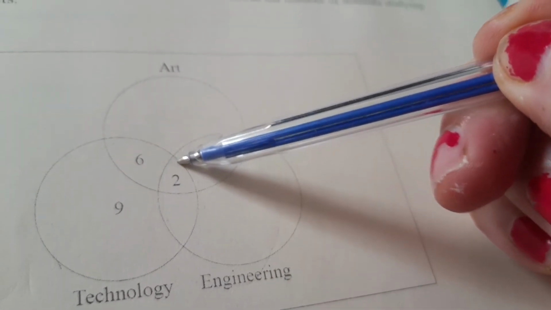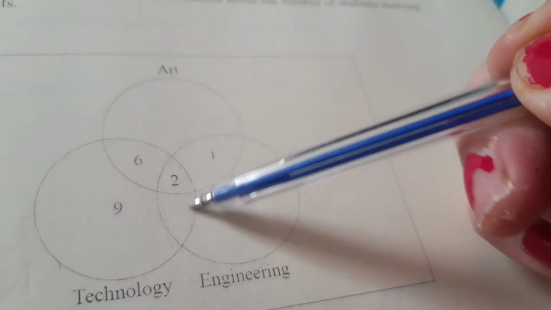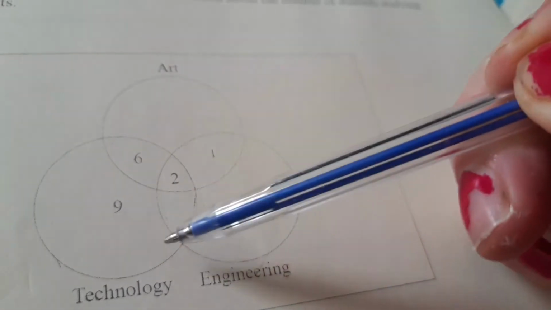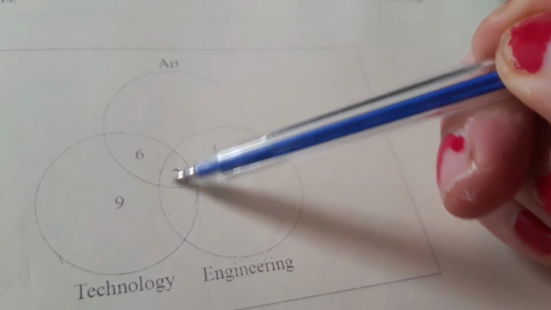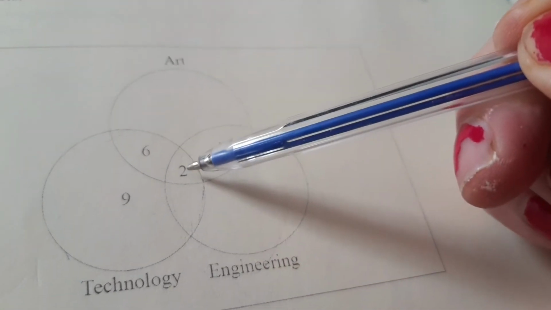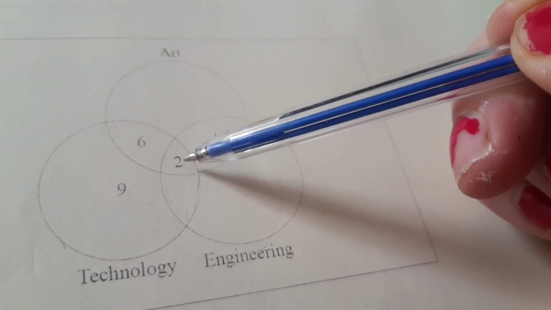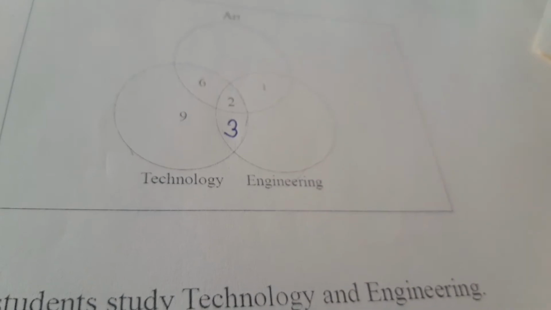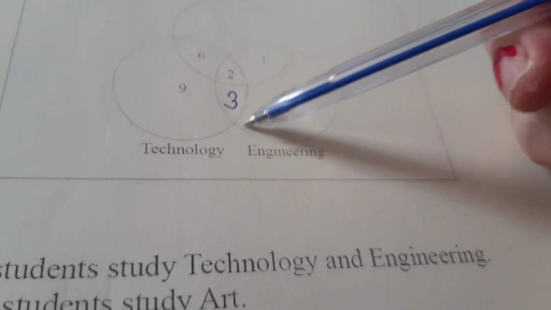This lemon-type shape is both of these two things, and it has to add up to 5 altogether. You've already got 2 people here and they must also study art. So that leaves you 3 people in that section that only do technology and engineering.